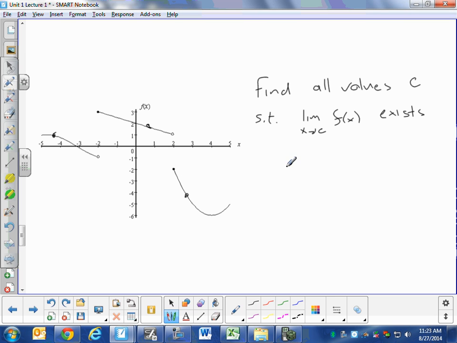You would answer this: all x's except for -2 and 2. That would be the simple answer. X's that don't equal -2 and 2 are all of the locations where the limit exists. All of these points, everywhere, the limit does exist. It's just at those 2 jumps. Any questions?